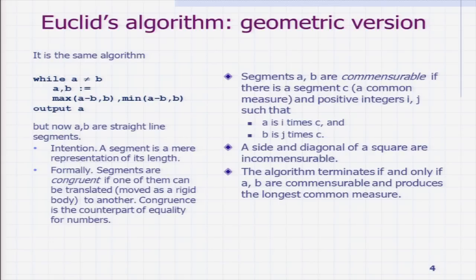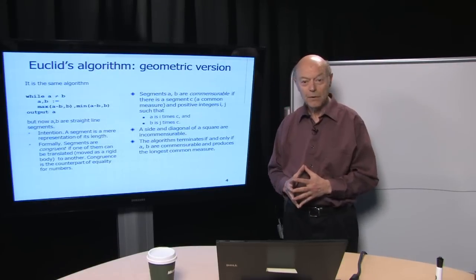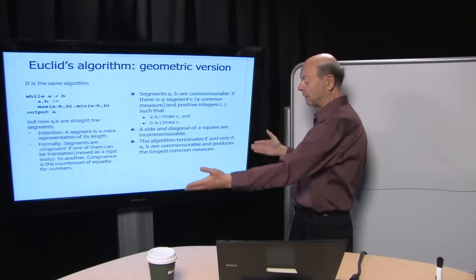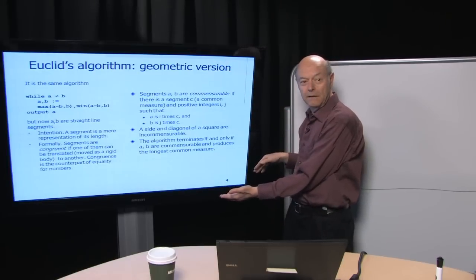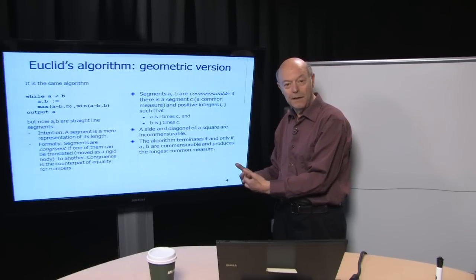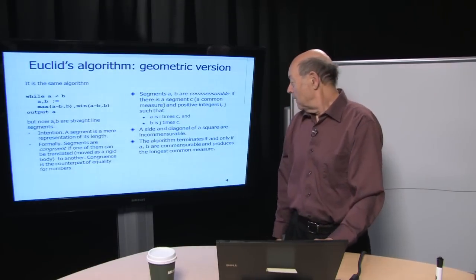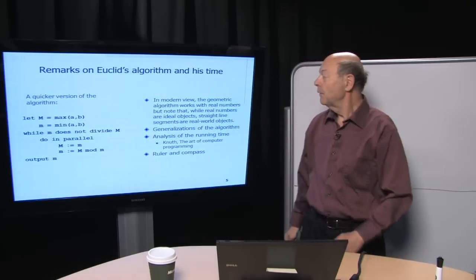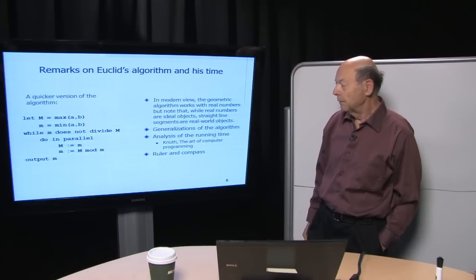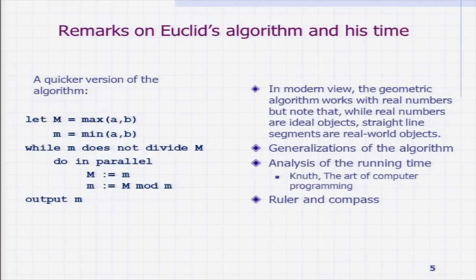However, they may not be commensurable, and it was a discovery that the Greeks made. For example, if you take a square and take a side and a diagonal, then the two are not commensurable. And the algorithm will run forever, in principle. So let me make a few remarks. These days, there are different versions of that algorithm. For example, instead of going slowly by subtracting the smaller from the larger, we can use division and use an algorithm which is exponentially faster in time.